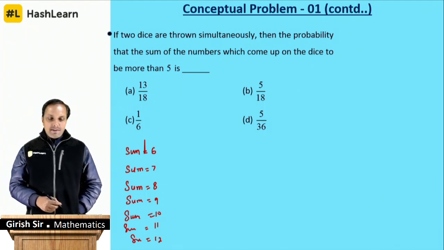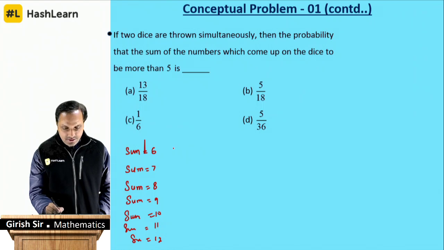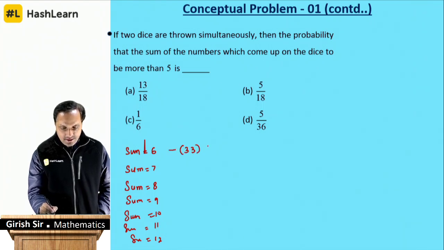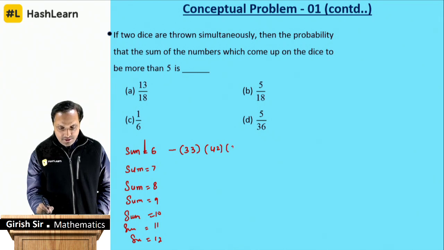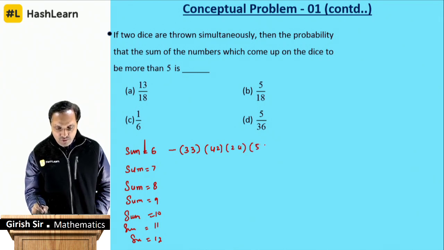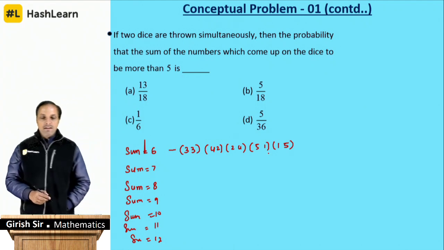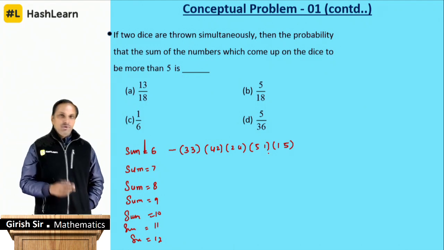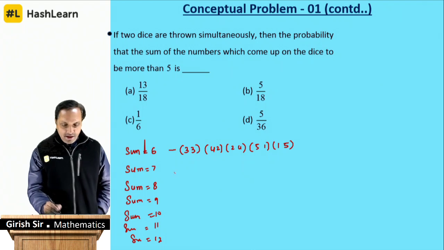So let us talk of sum is 6. How many cases you will have? You will have 3 plus 3 is 6, 4 plus 2 is 6, 5 plus 1 is 6, 1 plus 5 is 6. Sum is 6. We need the sum more than 5. More than 5. So how many cases you will have?